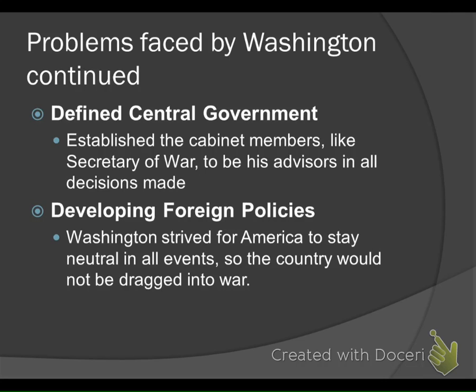Another problem, and the last problem he faced, was developing foreign policies. Remember, foreign means from another country. And so Washington strived for America to stay neutral in all events, so the country would not be dragged into war. And so when you think of Washington, think about staying neutral. He did not want to get involved in any other country's problems.